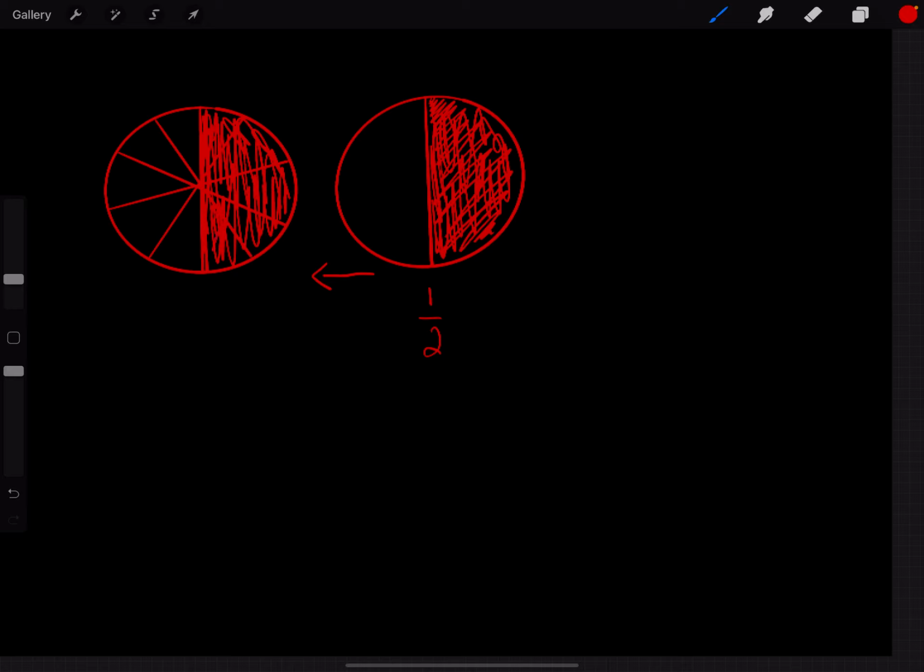Well, we have 1, 2, 3, 4, 5. 5 pieces out of the 10-piece pie. This is 1 piece out of the 2-piece pie. But because the shading is the exact same and you're eating the same amount, then those fractions are equivalent. So you can put an equal sign between the two. Very good.